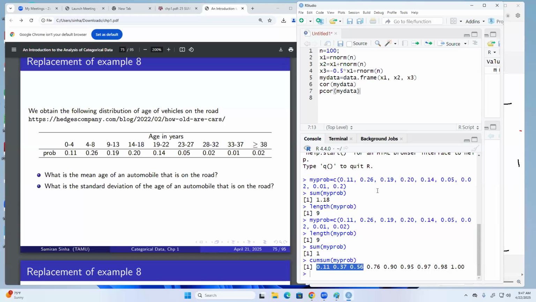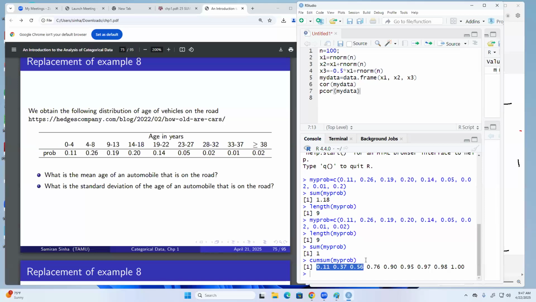The idea of median is the value of the random variable such that 50% of the distribution is below that point and 50% is above that point. So I clearly see that age 9 to 13 includes that median value because it included 0.5 cumulative probability.